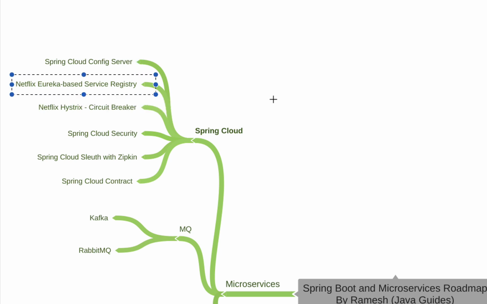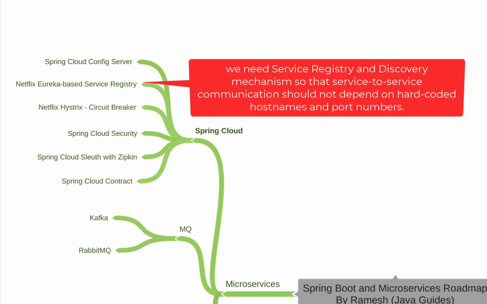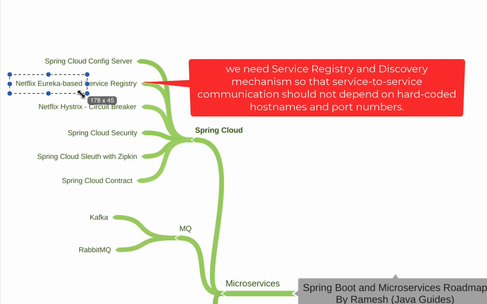Next, Netflix Eureka based service registry. As there could be many services in our microservice architecture, and we need to scale up or scale down dynamically, in order to do this, we need a service registry. So in order to have this functionality, we can use Netflix Eureka based service registry.